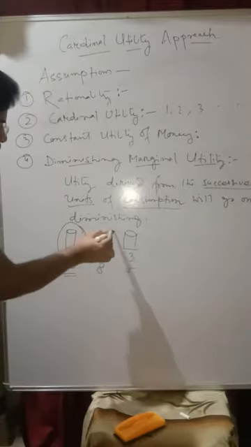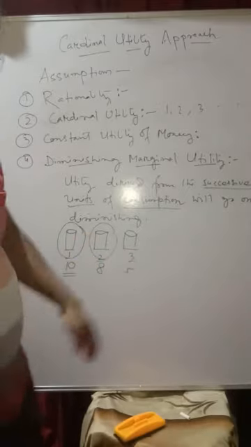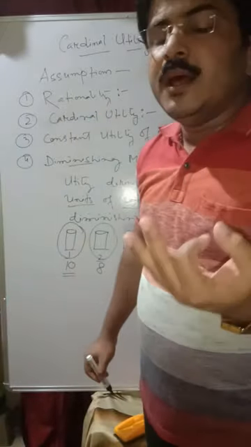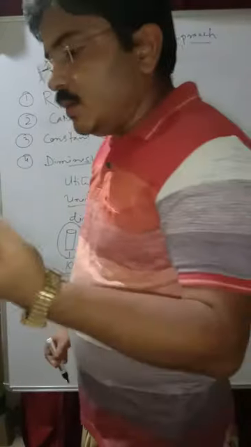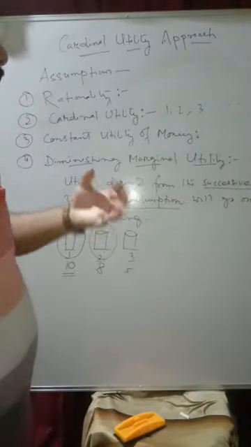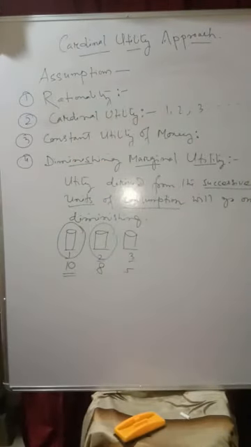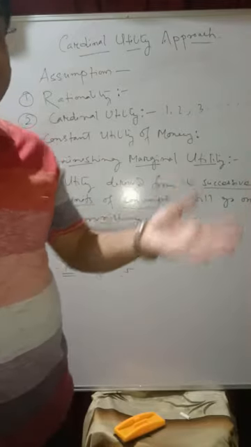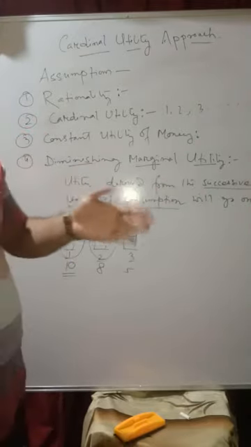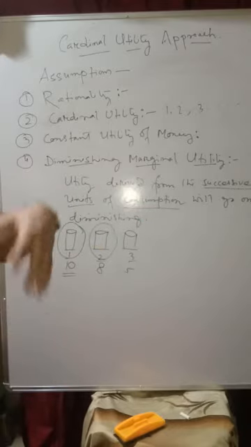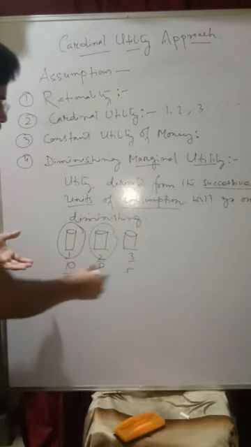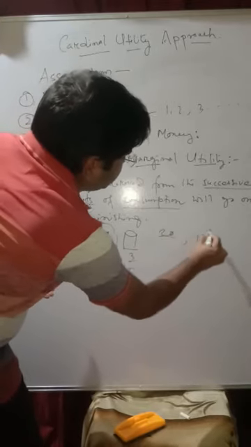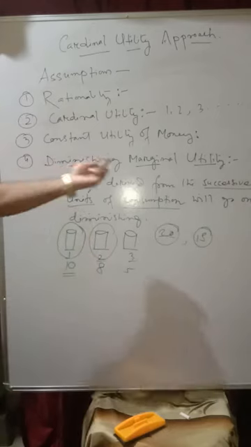So this is quite a natural thing. If you take the first unit of, suppose, an apple, and from that consumption your level of satisfaction is suppose 10 or 20, and if you instantly consume the second unit of an apple, then definitely your level of satisfaction from the second unit will be diminishing. From the first unit, if it is 20, then from the second unit it will be less than 20, say 15. So this is the diminishing marginal utility.